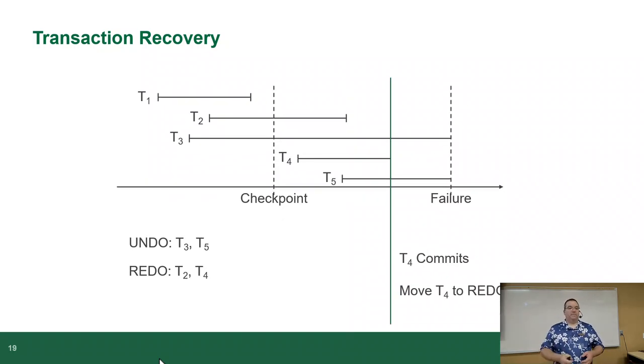Line moves on some more. Transaction four commits. Transaction four now goes into the redo pile. You notice that three and five have not committed yet.